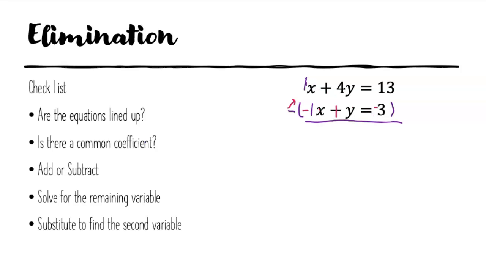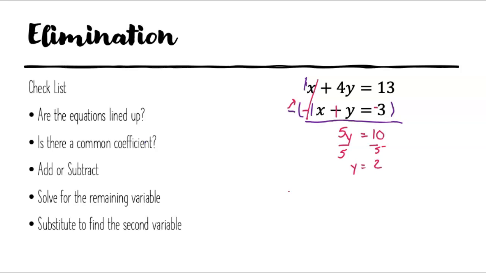Now 1x minus 1x, well, now it cancels. 4 plus 1, I have 5y, equals 13 minus 3, that is 10. Now I'm still solving for y, so I'm going to divide both sides by 5. That'll leave me with y equals 2. Well, now I know half of it. I just got to go find the other half.